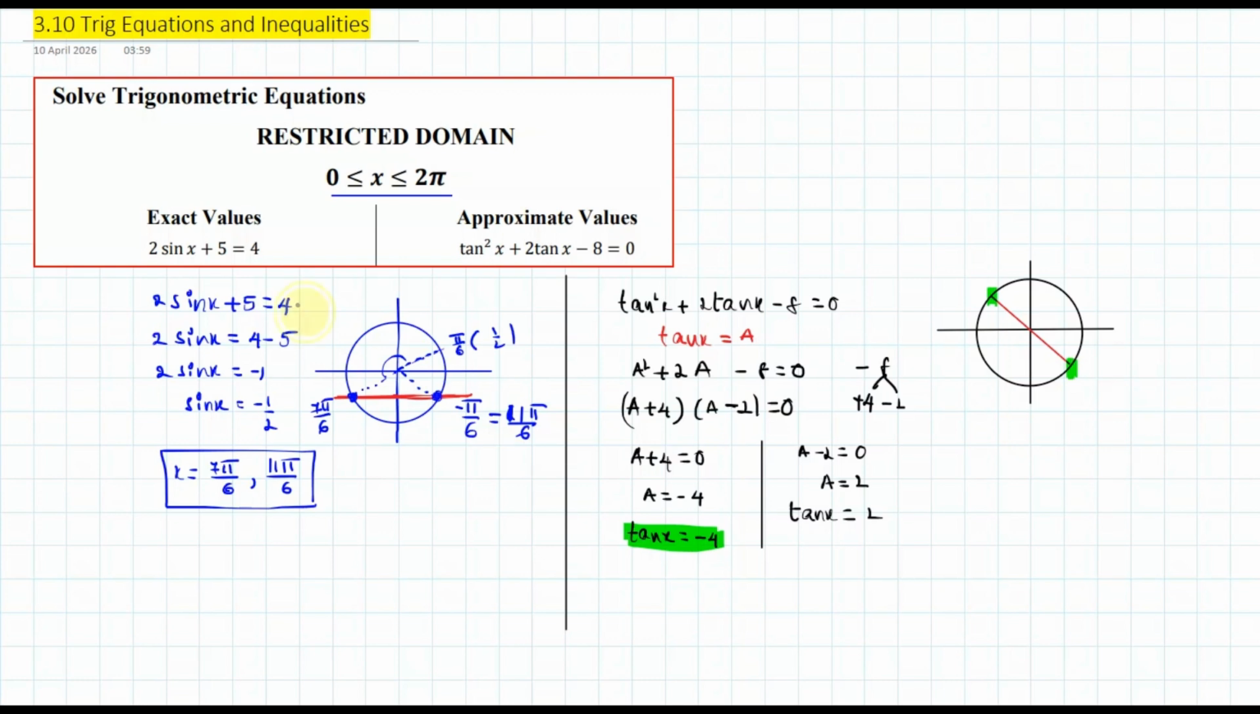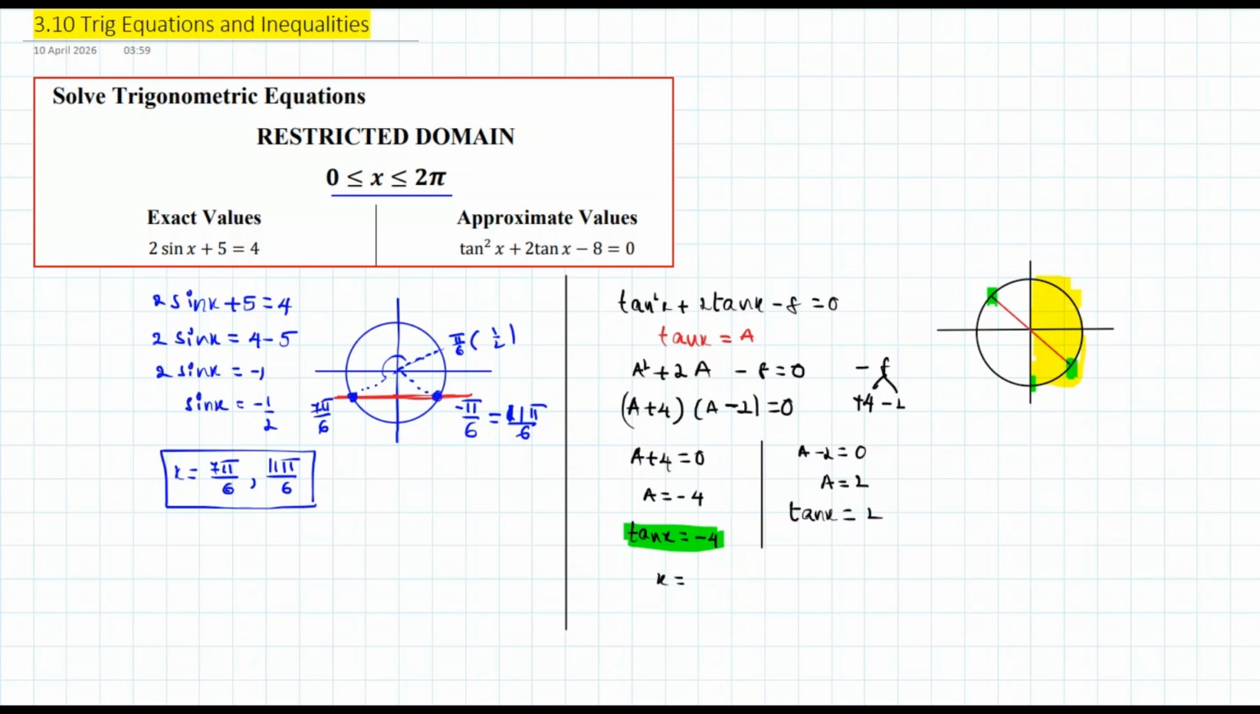If you use the calculator, it generally gives the solution for the tangent in the fourth and first quadrant only. So that is the principal domain. So let's use the calculator and find the value of this tan x.